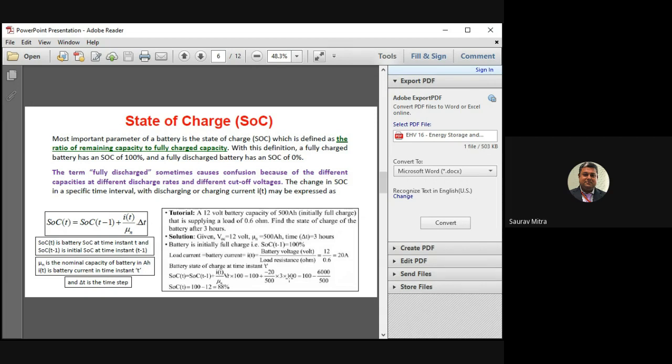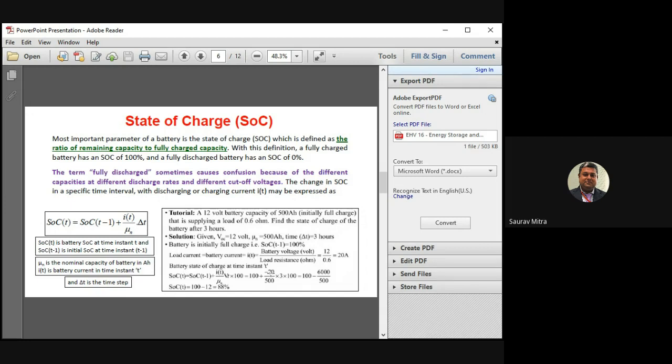Into 100 means 100%, because whatever SOC at time t minus 1 you are finding is given in percentage. So this is 100 means 100%, plus the discharge current divided by ampere hour multiplied by time. Now, time has to be given in hours. If I tell you that it is 150 minutes, 150 minutes means 2.5 hours. So everything you have to convert into hours. You have to understand that.